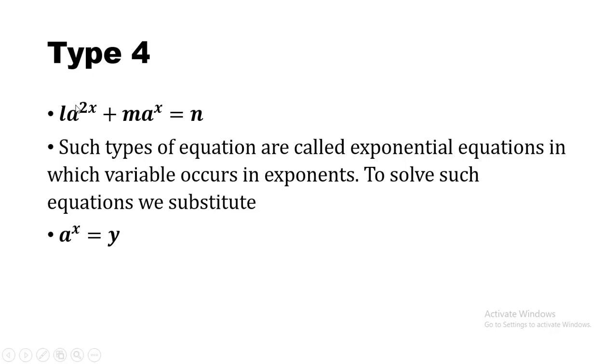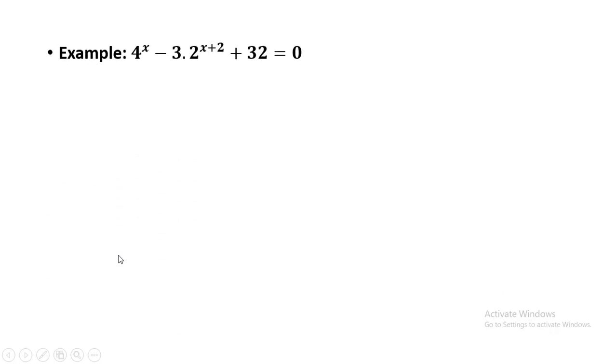As you can see in this equation, the variable is in the exponent, in the power. To solve this type of equation, we suppose a^x equals another value, and then we'll further solve it. Now let's see how we solve it. We are taking an example here: 4^x - 3·2^(x+2) + 32 = 0.